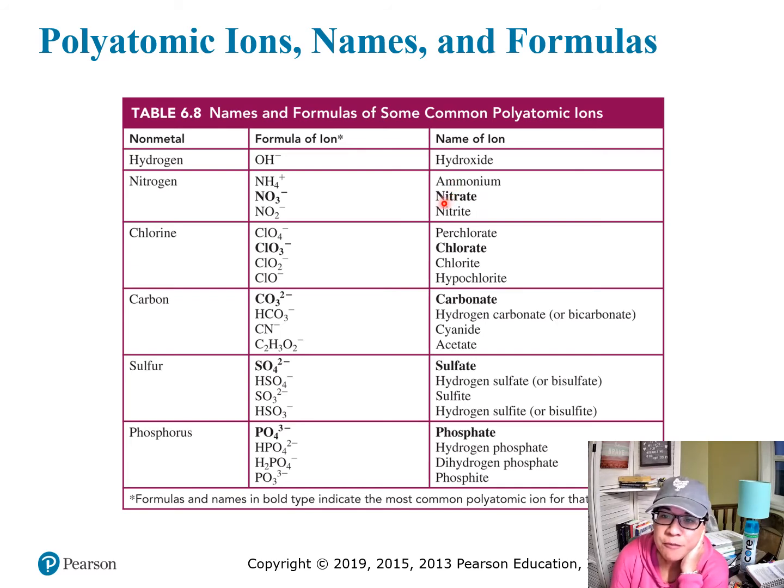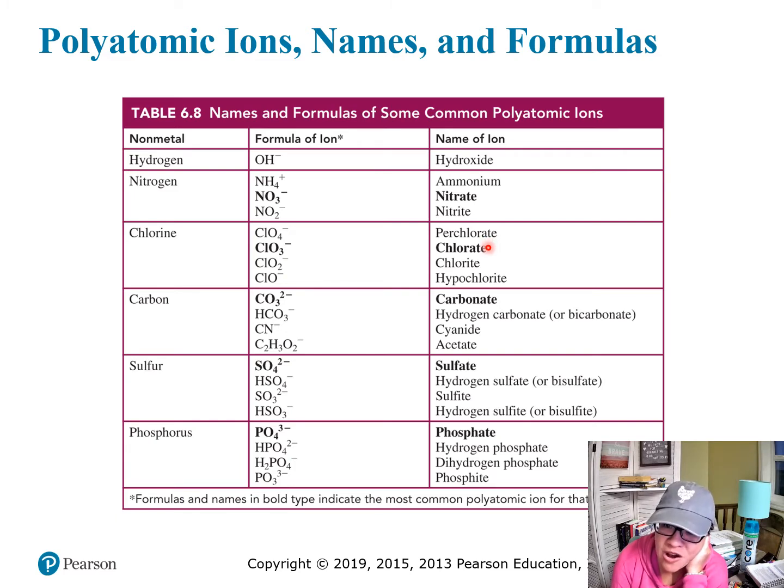Notice that up here you have nitrate and nitrite. They have nitrate bolded. That's the most common one that you're going to see. Nitrate is NO3-, and then nitrite has 1 fewer oxygen, so we name that nitrite. And then here we have ClO3- is chlorate. Then the one right under it that also has 1 fewer oxygen is named chlorite. So we can see that pattern.